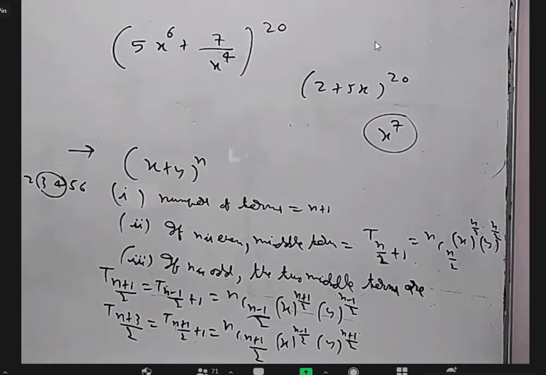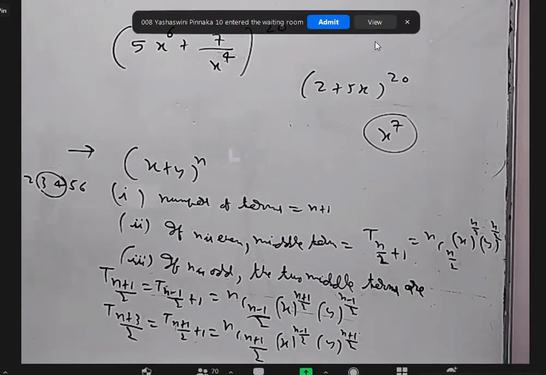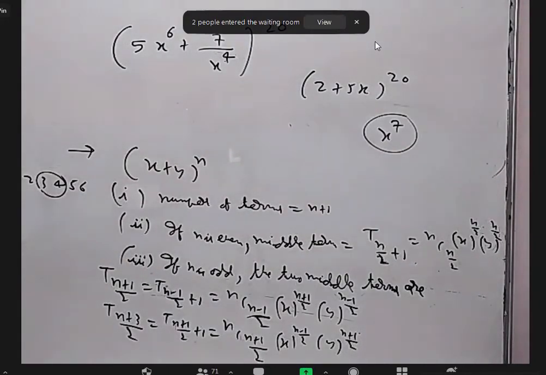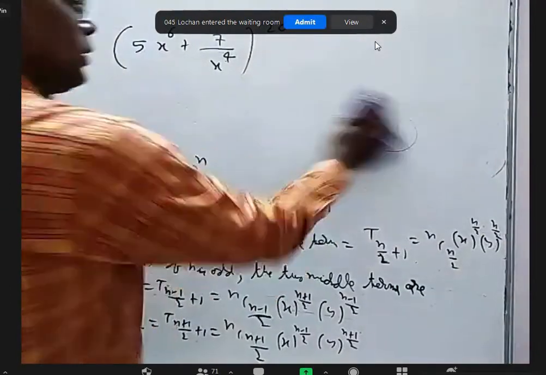Sir, 20C7 into 2 power 13 into 5 power 7. Yeah, because x power 7 is there, it should happen in the 7th term. The power of 2x should be 7, or of 5x, whichever it is, and then the other power has to be 20 minus 7, which is 13. The coefficient we can say is 20C7 or 20C13, both are okay. Okay. Let us say it is not 2 plus 5x.